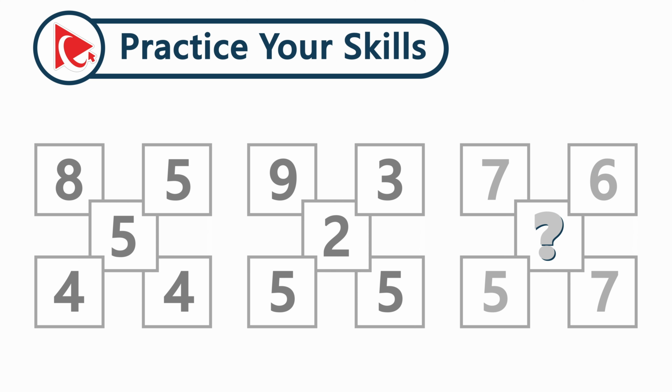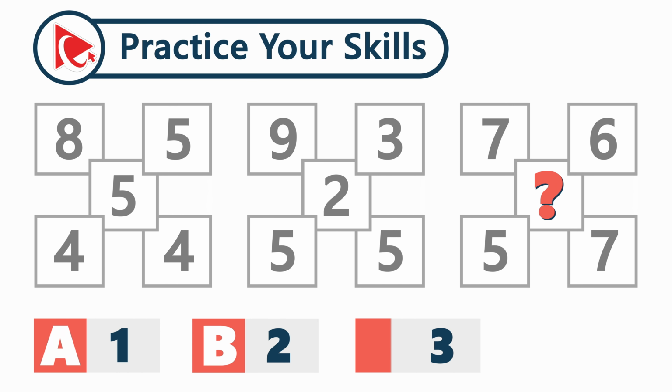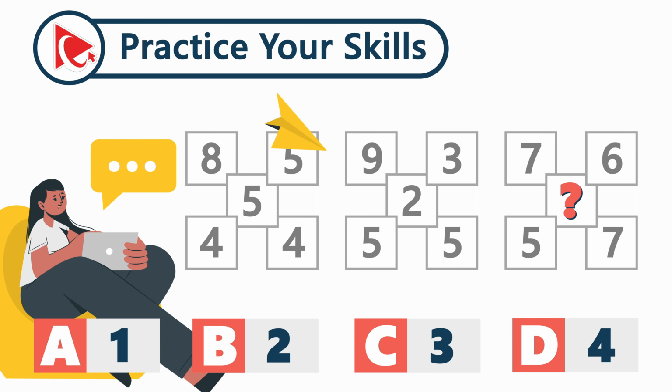And then the third shape has numbers 7, 6, 7, and 5, and then a missing number in the middle, which you need to calculate and select your answer out of 4 possible choices. Choice A, 1, choice B, 2, choice C, 3, and choice D, 4. Once you've calculated your answer, share it in comments and I'll give you my feedback. Have fun with this intriguing challenge.